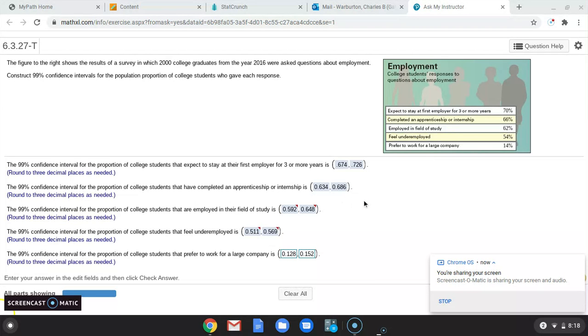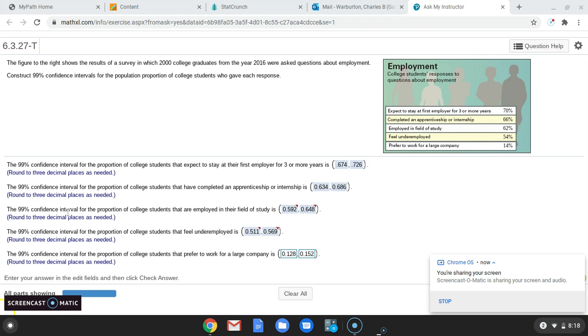Hi, I just wanted to make a quick video on how to do confidence intervals dealing with proportions. And I wanted to show you how to find confidence intervals for proportions on StatCrunch. So on the problem that you see on the screen, it looks like the student got the first two right, but is having some trouble on this third part of the problem.